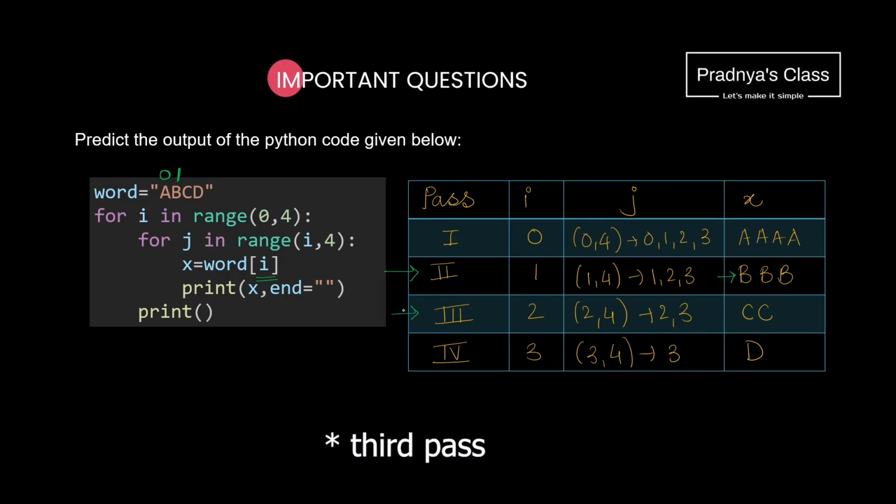In the fourth pass the value of I will become 2. 2, 4 means it will get executed for 2 times. At the index 2 we have C. C will get printed 2 times.